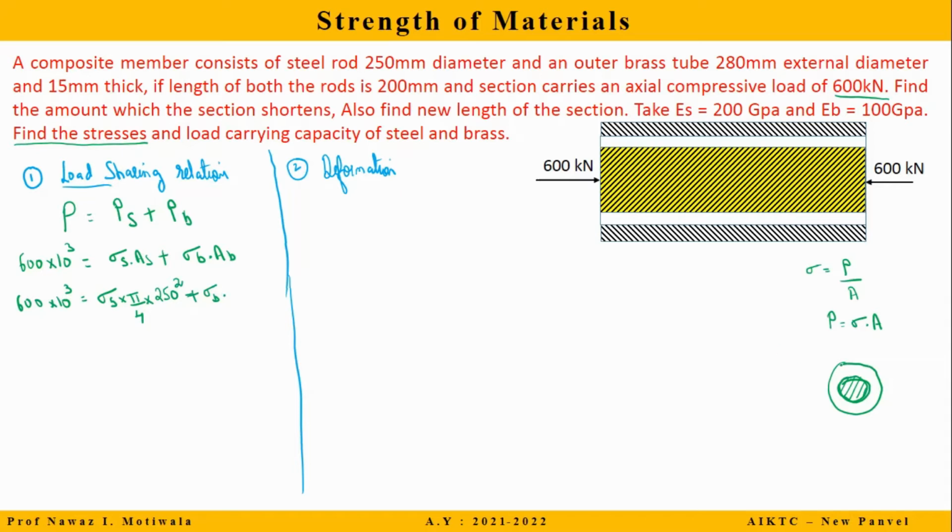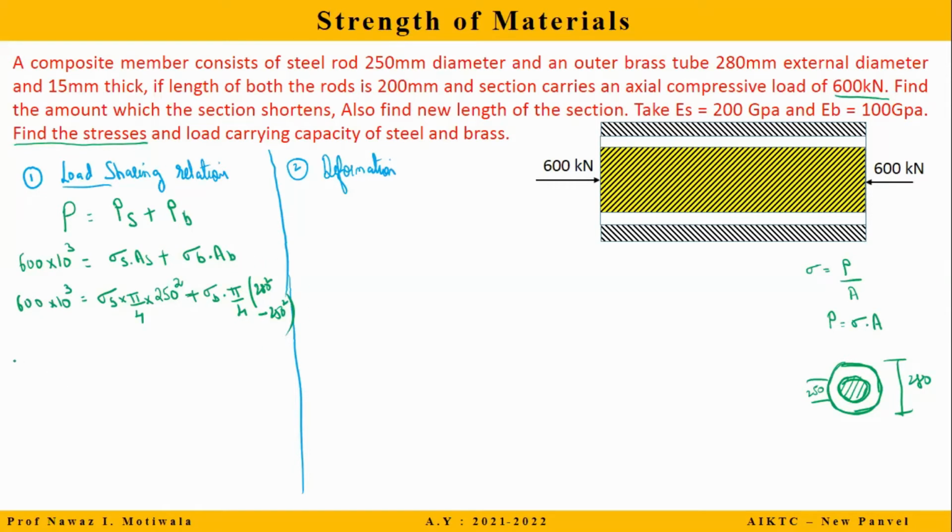So this is the brass tube, the outer one, but it is a hollow tube, with outer diameter 280 and inner diameter 250. So now what will be the area? The area will be pi by 4 into outer diameter, that is 280 square, minus inner diameter square, 250 square. So this will be the area of the brass tube, that is the hollow tube.